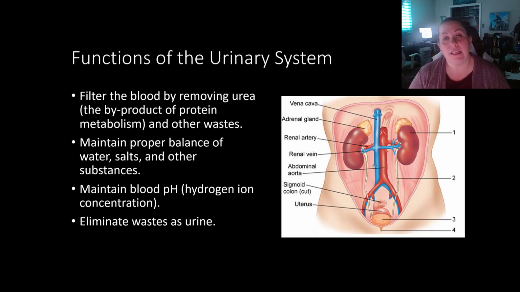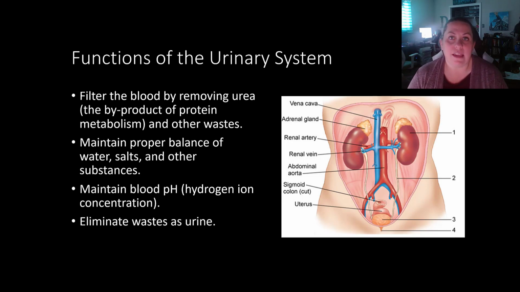Another thing is that your kidneys, or your urinary system, is going to maintain your blood pH. It does this by the concentration of hydrogen ions, whether you release a lot in your urine so your urine becomes acidic, or you hold on to them. And then, of course, once the urine is created by the actual filtering of the blood by the kidneys, we need to then transport that urine and eliminate it out of the body. So eliminating the waste as urine then travels through the ureters, into the bladder, and then out the urethra.